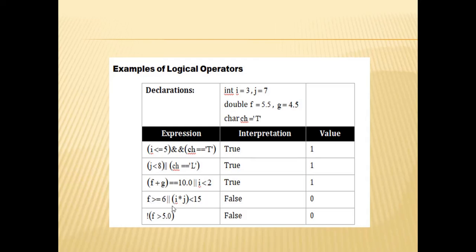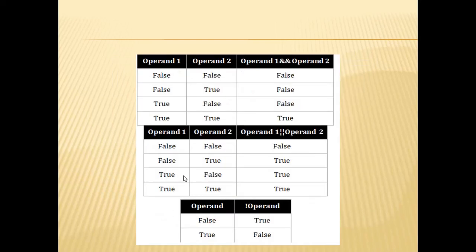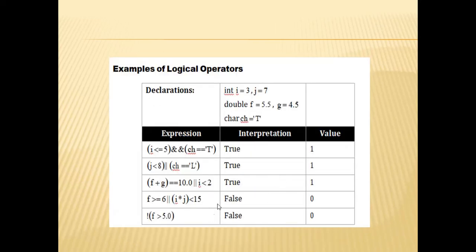False, logical OR. So here it is i into j. i into j means it is 21. 21 is less than 15? So this is false. True, logical OR false. The result is true. So here also the result is true.